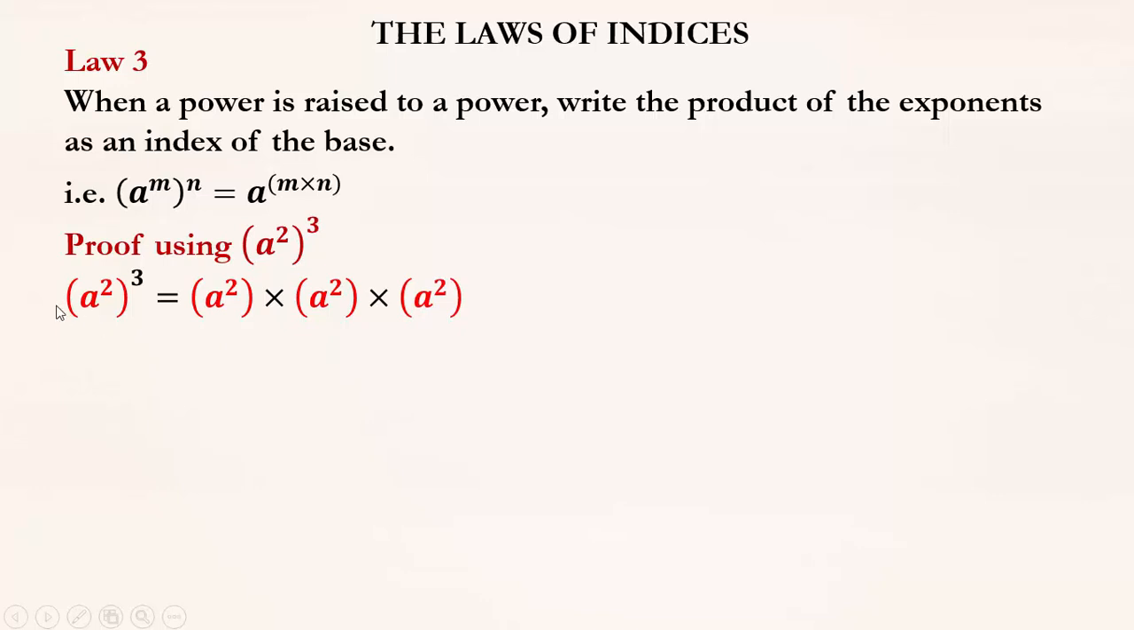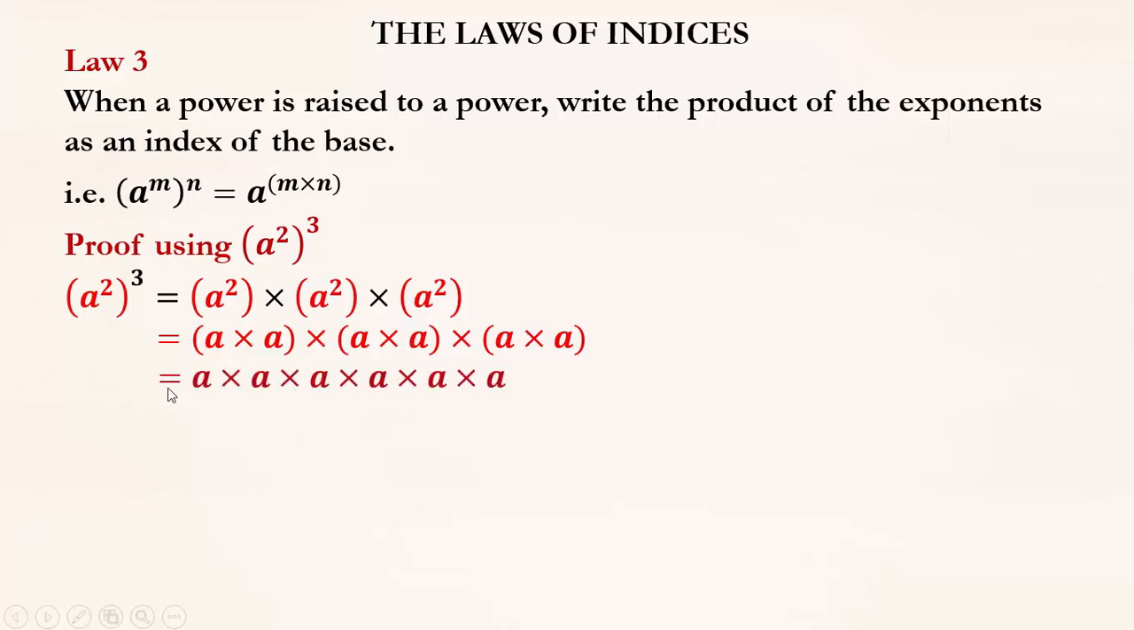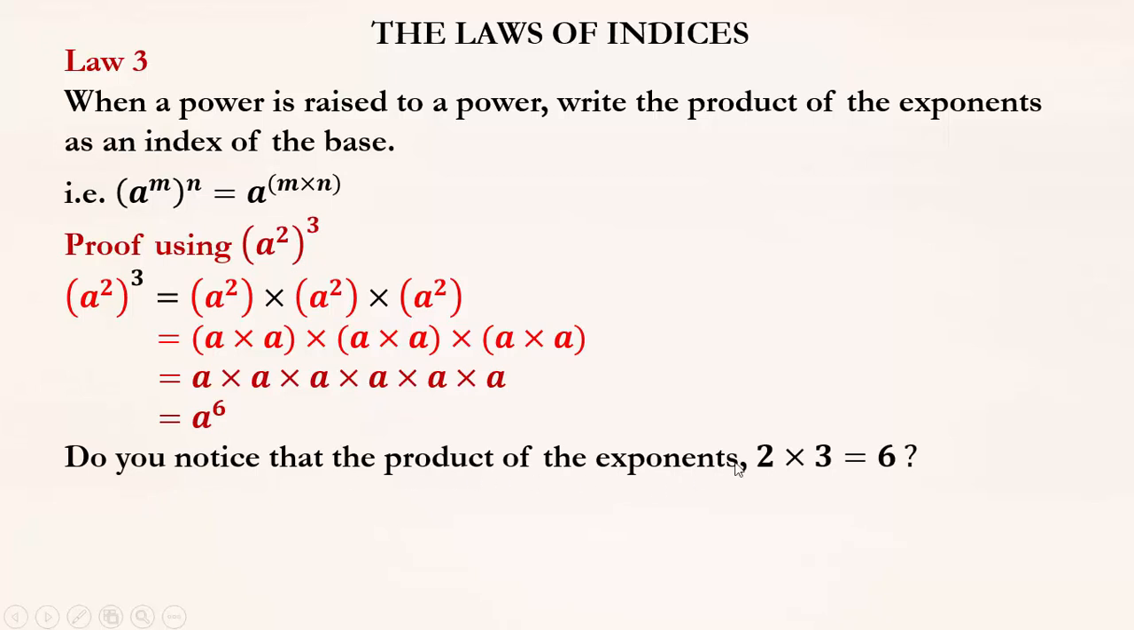Now, a squared to the power 3 simply means that we multiply a squared by itself 3 times. That is a squared times a squared times a squared, as shown by the power 3. Expanding further, our a squared becomes a times a for all the expressions that have been multiplied. And removing the brackets and multiplying, we come up with the answer a to the power 6. Do you notice that the product of the exponents 2 times 3 equals the answer 6?